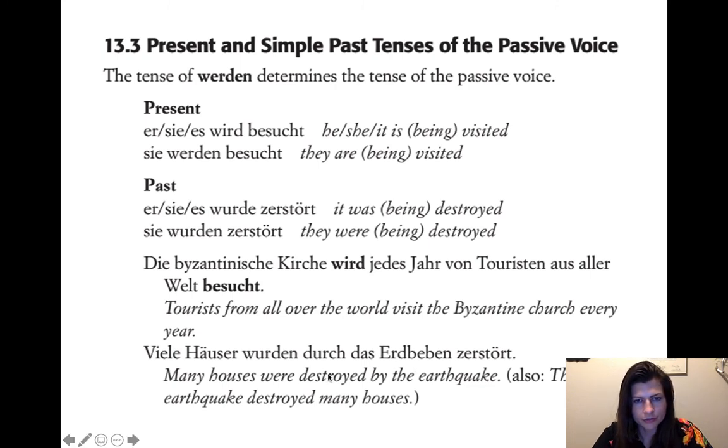Viele Häuser wurden durch das Erdbeben zerstört. Many houses were destroyed by the earthquake. And then they also give the passive version, which is closer to what we have here. So we have the passive version first and then the active. So many houses, viele Häuser, wurden zerstört, were destroyed, and then durch das Erdbeben, by the earthquake. So that's the passive one. And then the active one, the earthquake destroyed many houses, either one.